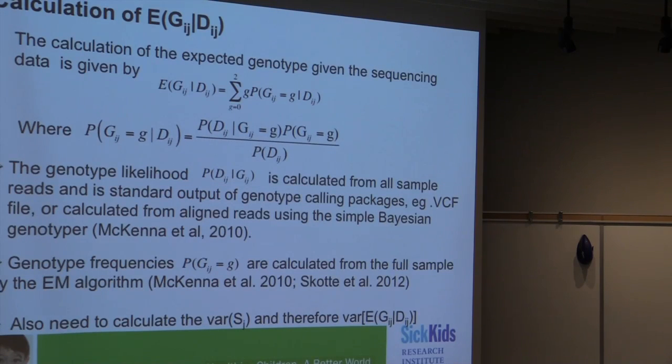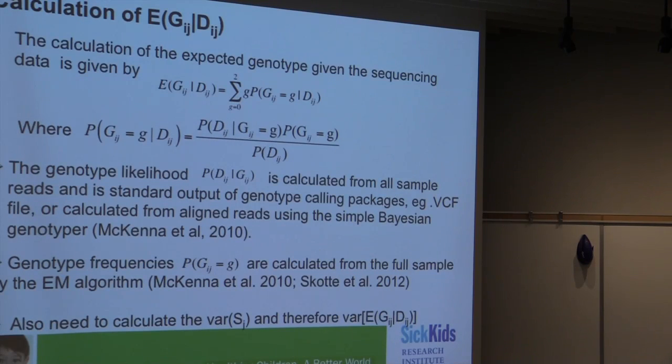So the genotype likelihood is exactly what I said. P(D_ij given G_ij) is calculated from all the sample reads, and it is standard output of a genotype calling package. And then the genotype frequencies are calculated from the full sample, and also come out of the package.